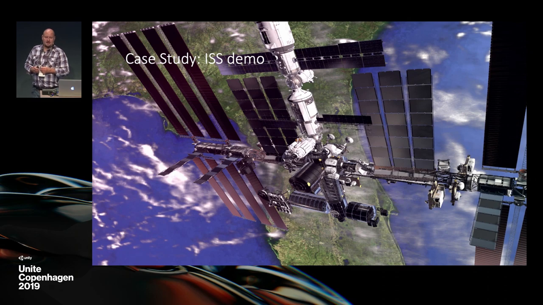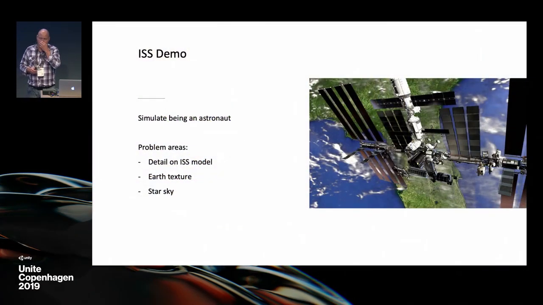Let's look at one of the early demos we created for VR1 with the International Space Station. The idea was to showcase how it feels for an astronaut to see the ISS, the Earth, the Moon, the stars in super clear detail. And some of the problems were pretty obvious early on. The ISS didn't have enough texture detail. Earth texture wasn't even close to what we needed. The star sky, a bit of the same thing. It was missing detail.